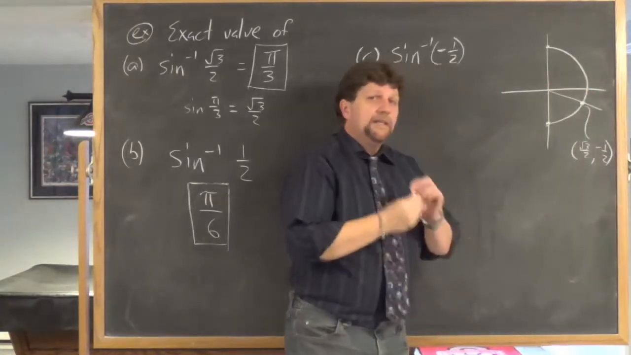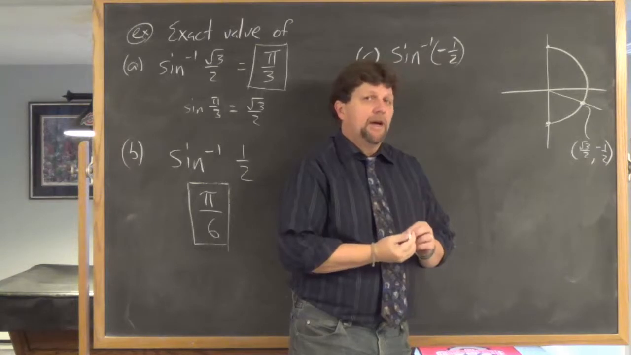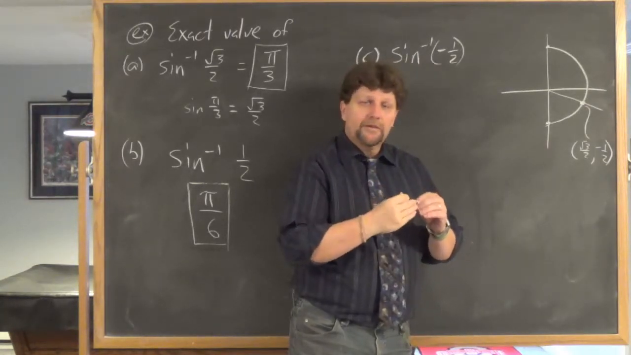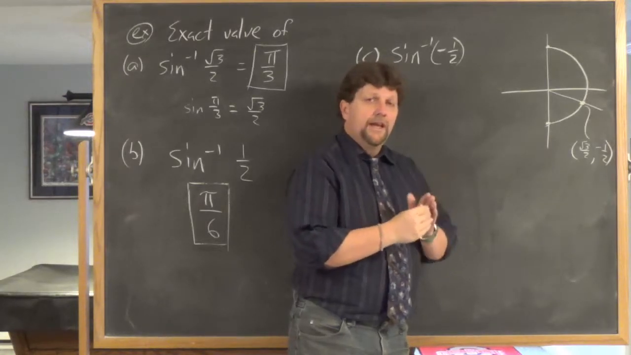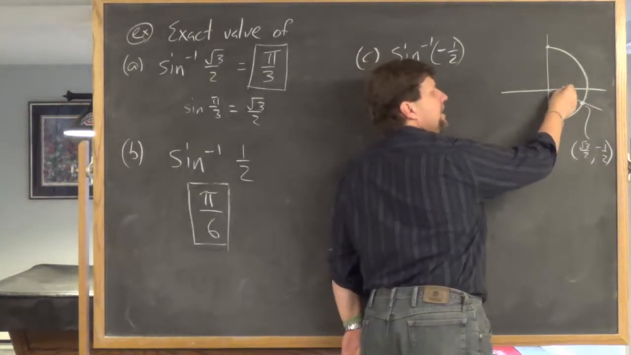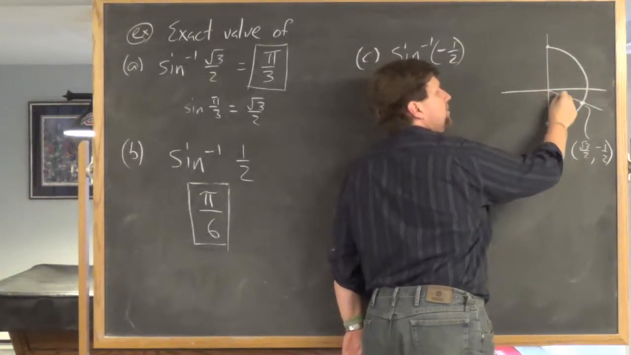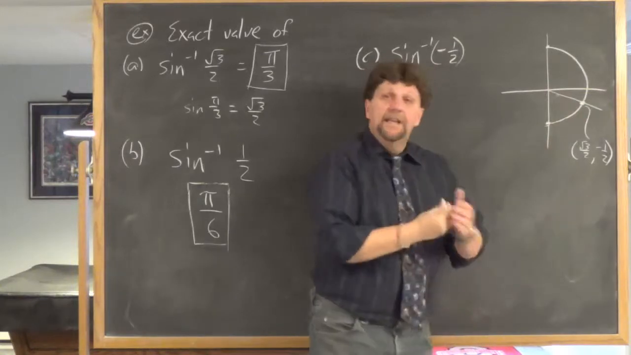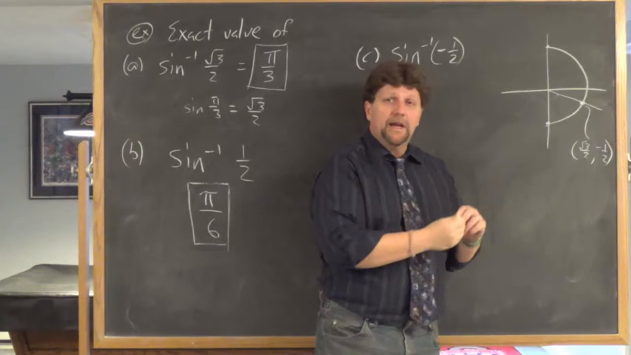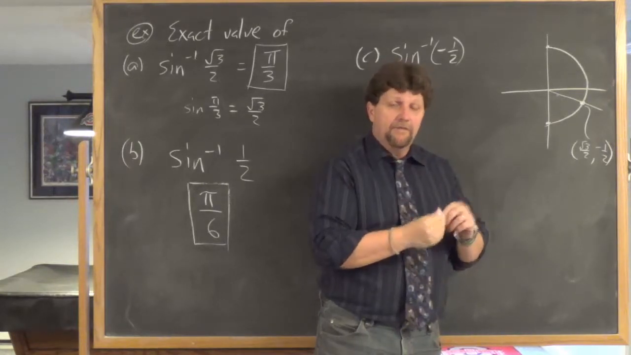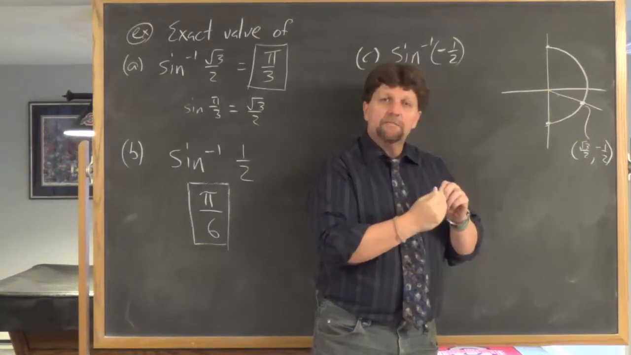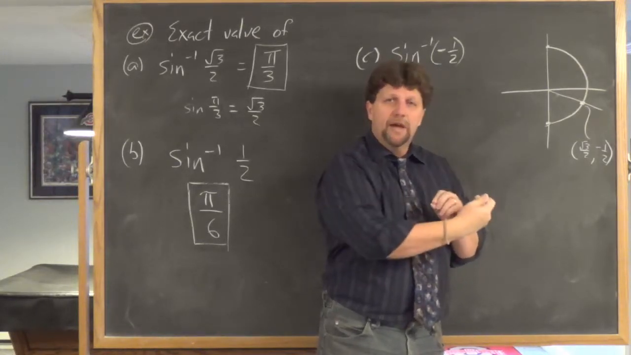And we might be tempted to say 11 pi over 6, and that would not be correct, because 11 pi over 6 is not in the interval negative pi over 2 to pi over 2. Here's 11 pi over 6. It's this angle measurement. It's that angle right there. And it is true that the sine of 11 pi over 6 is negative 1/2. That is true. But 11 pi over 6 isn't between negative pi over 2 and pi over 2.